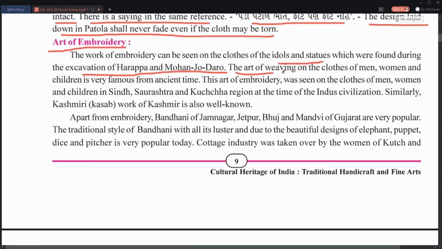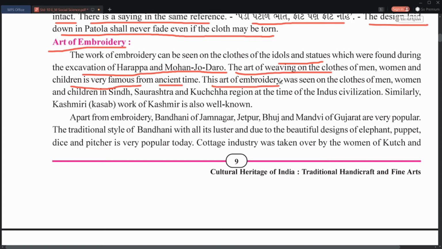The art of weaving on the clothes of men, women and children is very famous from ancient times. They used to wear colorful and designed dresses in ancient times also. Actually, they were more powerful in this art than we are at this time.